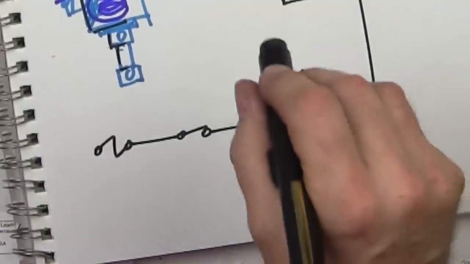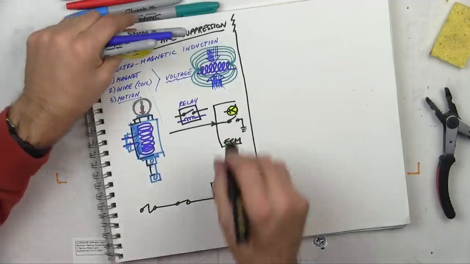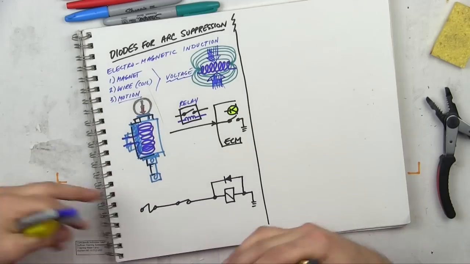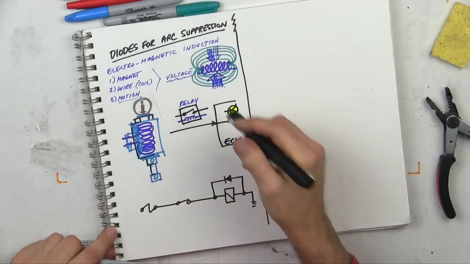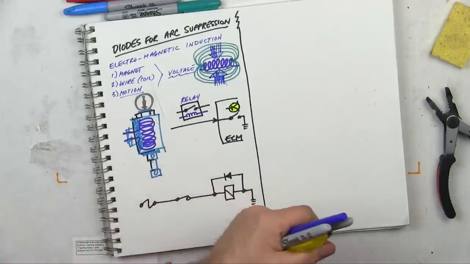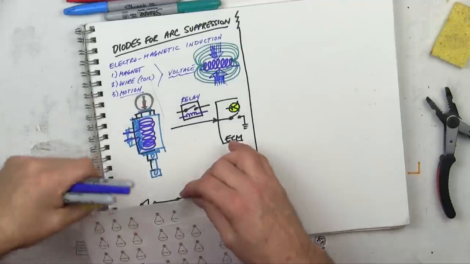But then this magnetic field, when we open the switch, that magnetic field, boom, snap, crackle, pop, bam, really fast. Well, that produces a big spike, okay? So that big spike is about 2,500 volts, okay?